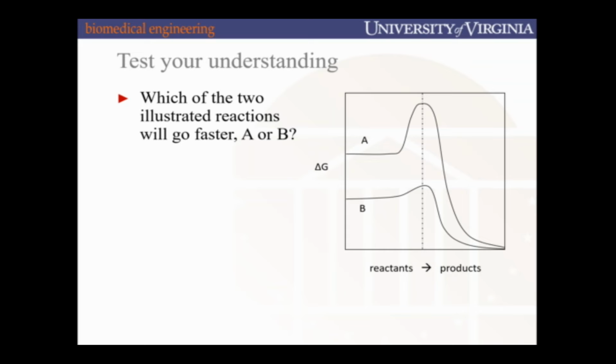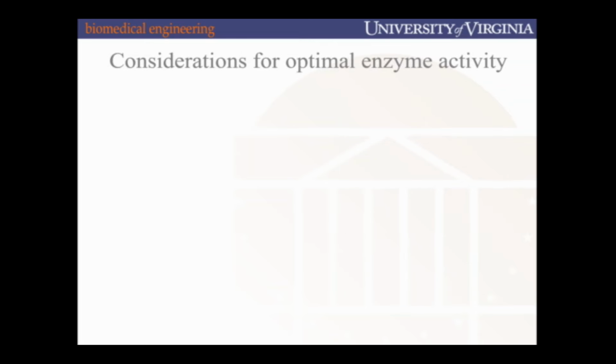Let's look at another example to test your understanding of these kinds of plots, which are called reaction coordinate diagrams. If we look at the two reactions, A and B, which do you think will go faster, and why? Take a second to think about this, and then we can talk about the answer during our class discussions on Thursday.